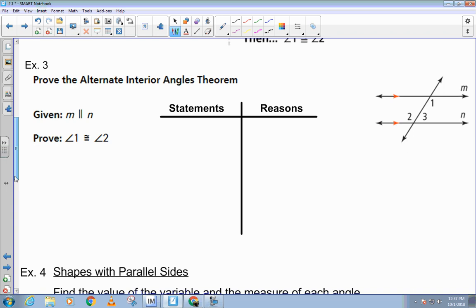All right, so we're going to prove the alternate interior angles theorem. And if we're proving the alternate interior angles theorem, we can't use that reason to prove it. So we're going to start out with the fact that M is parallel to N.